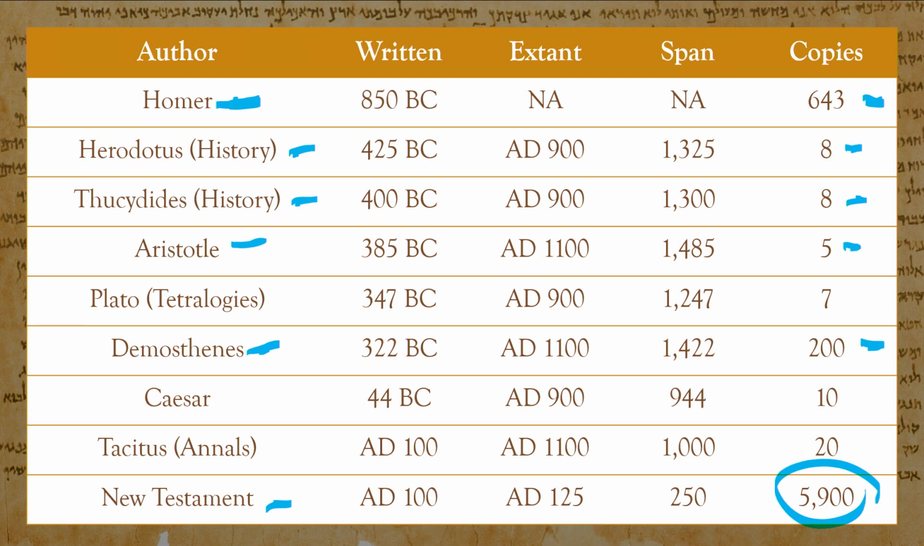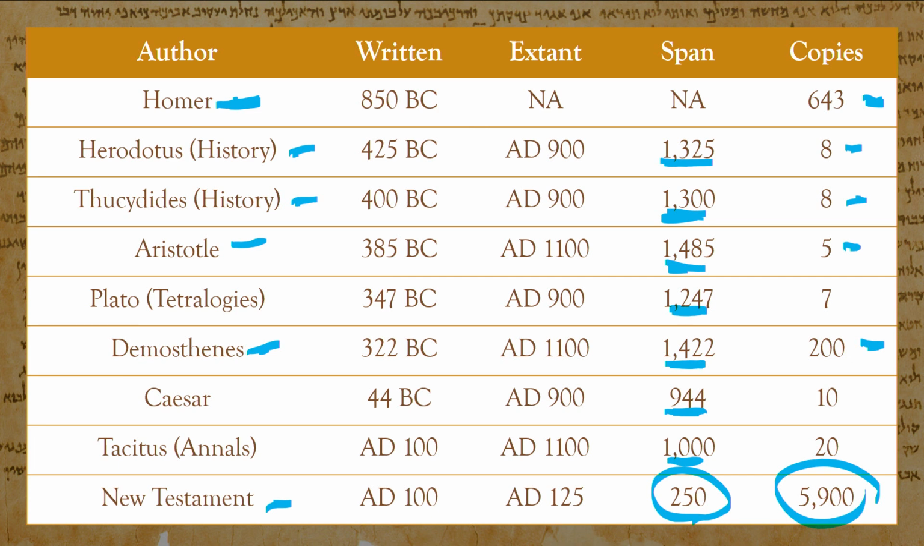The span for most of these works is about over 1,000 years between when they were written and when the oldest copy is that we have today. The span for the entire New Testament is only 250 years, and that would be between the time that the last part of the New Testament was written, about 100 AD, and when the first complete New Testament was found, and that's Codex Sinaiticus, which would be about the year 350. So it's a 250-year span.